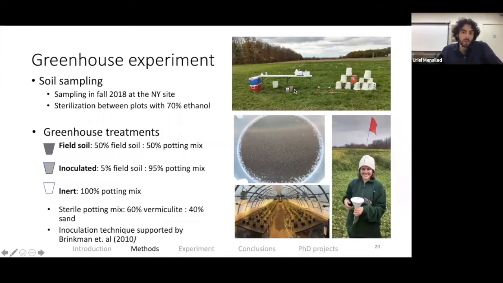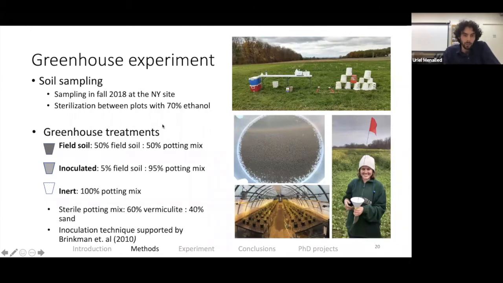So for the greenhouse experiment, I sampled soils from the New York site in 2018 during this diversity conditioning phase. And I tested weed crop competition in a greenhouse experiment, and I tested the effects of soil nutrients and microbes by having three greenhouse treatments. I had a field soil treatment, which was 50% biologically active field soil to 50% sterile potting mix. I had an inoculated treatment, which was 5% biologically active field soil and 95% sterile potting mix. And then I had an inert treatment, which was a 100% sterile potting mix control.